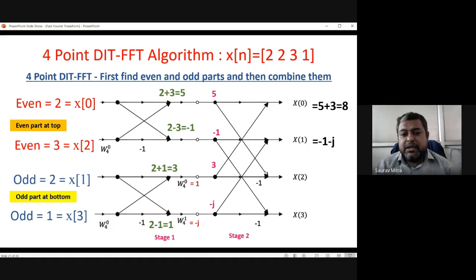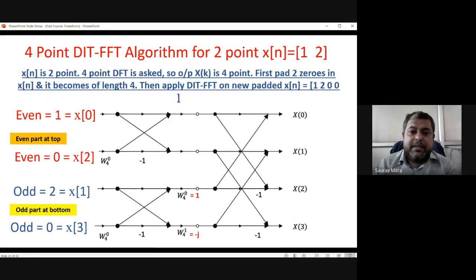Now this 5 comes down, so direction of arrows are important. So 5 comes down, and 3 and minus 1, so minus 3. So x2 becomes 5 minus 3 is equal to 2. And finally x3 becomes, so this minus 1 comes from the second line, and this minus j is multiplied with minus 1, so this becomes minus 1 plus j. We finished here last day. Let us have another new numerical.